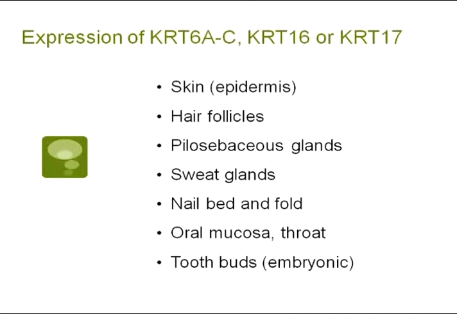Now, the PC genes are found not only in the epidermis, as we have seen right now for the others, but more widespread in other tissues. So in hair follicles, in the adjacent sebaceous glands, in sweat glands, in the nail bed and nail fold, in the mouth and throat, and also, apparently, in the tooth spots during the embryonic development of the teeth is where you find keratin 17.